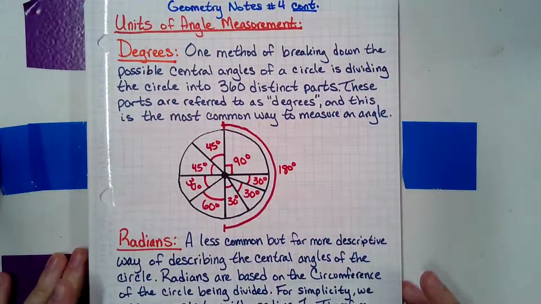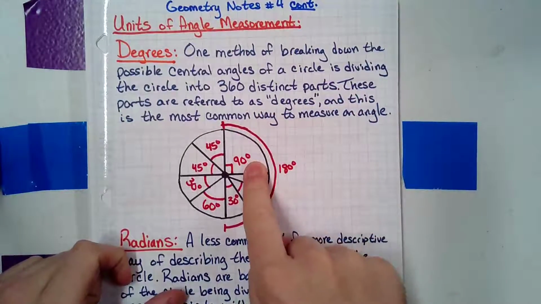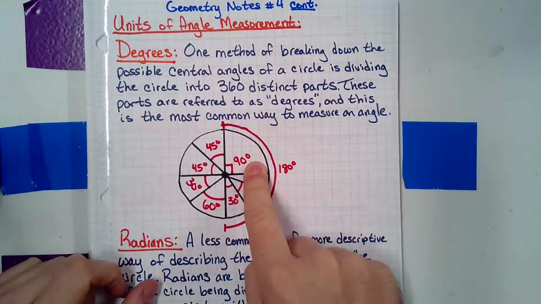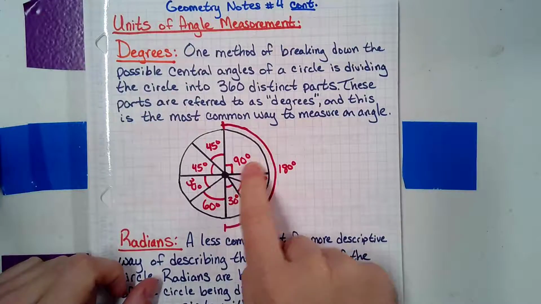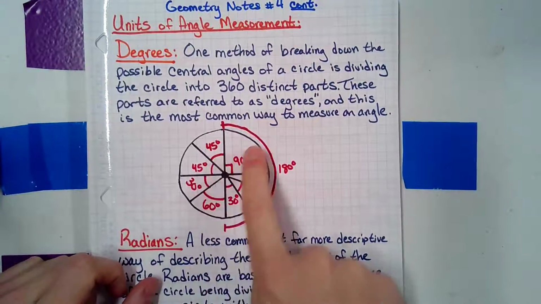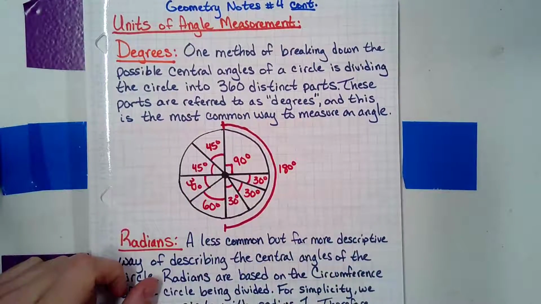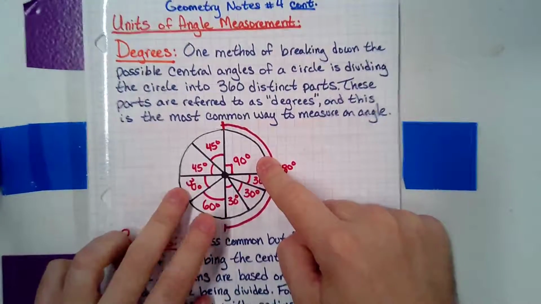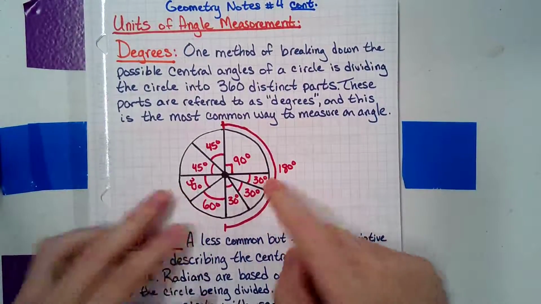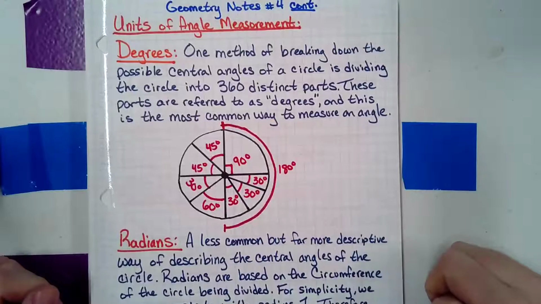360 parts. So a quarter of the circle is 90, right? Because a quarter of 360 is 90. An eighth of the circle is 45, right? See how I took a quarter and cut it in half? Another way to divide it up is into 30 and 60, or 30, 30, 30. Or you could divide it up into ones, right? 360 ones.